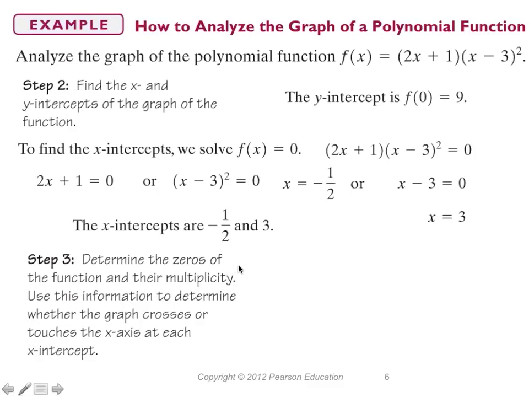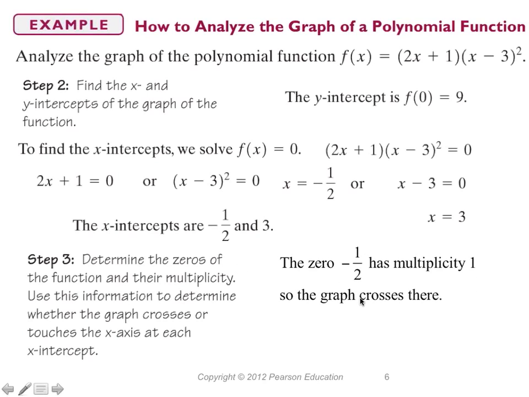Now, step 3 is to determine the zeros of the function and their multiplicity. So we already found the zero of negative 1/2, and if you look back to the original function, this was the piece that gave us the negative 1/2.